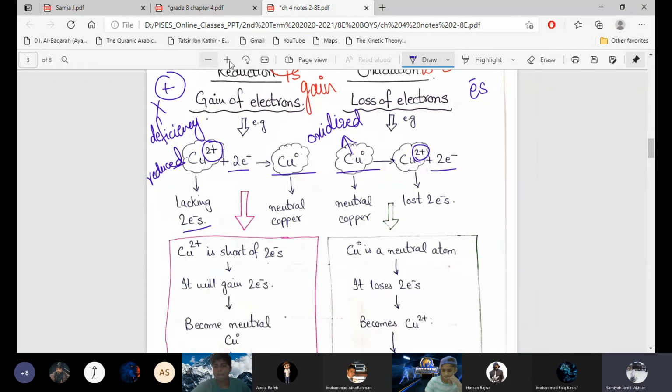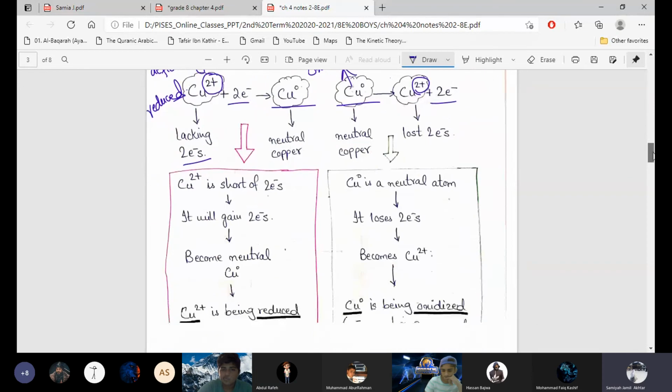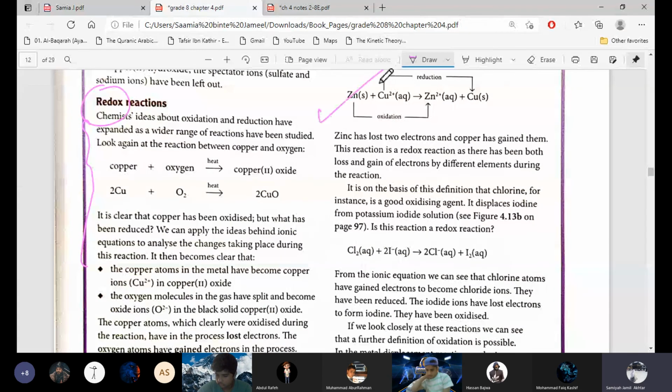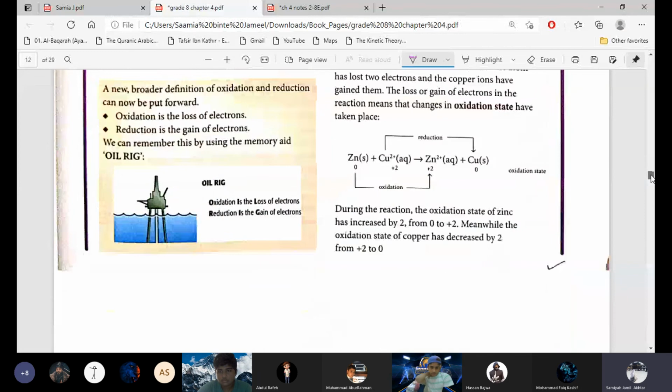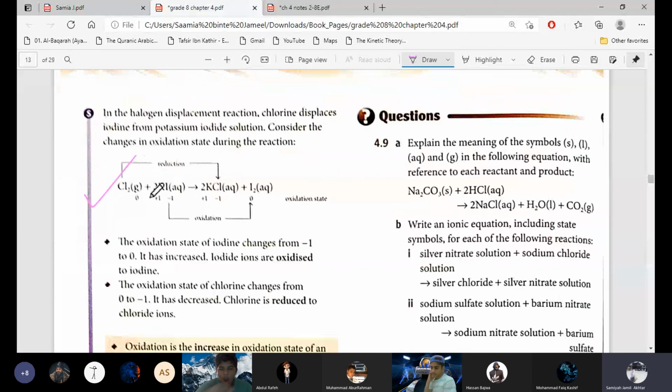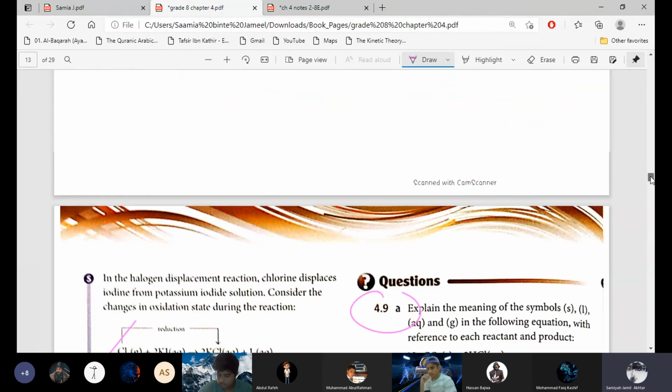Yes, clear voice? Yes, ma'am. In the next class we'll start from the examples which are in the book. The zinc example, and another example on the next page of chlorine plus potassium iodide. We'll do these 2 examples and the question answers tomorrow, inshallah.